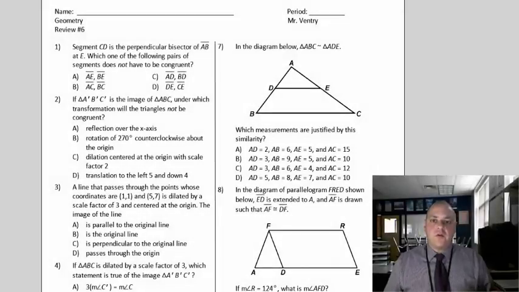All right, review 6, going to roll through these for you. Number 1, segment CD is the perpendicular bisector of AB at E. Which one of the following pairs of segments does not have to be congruent?